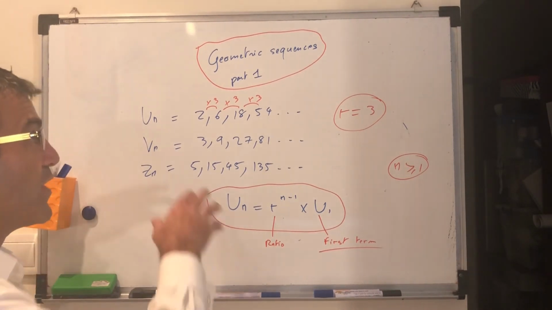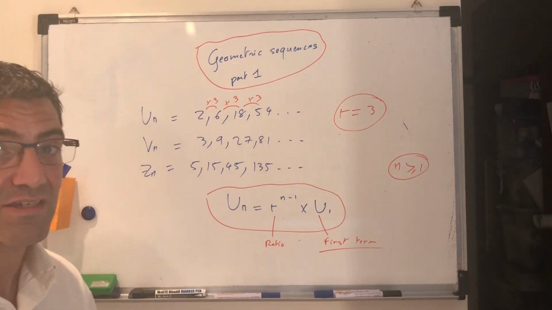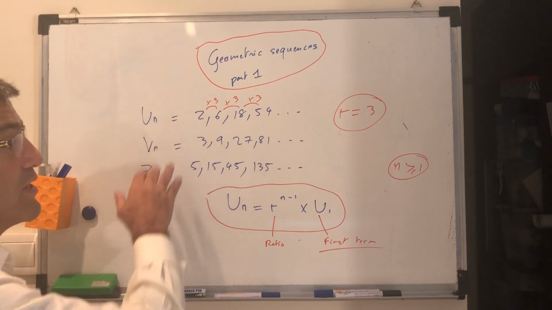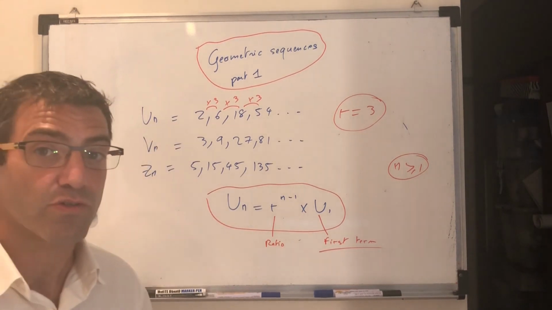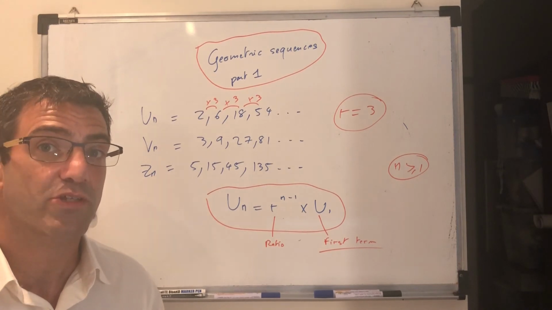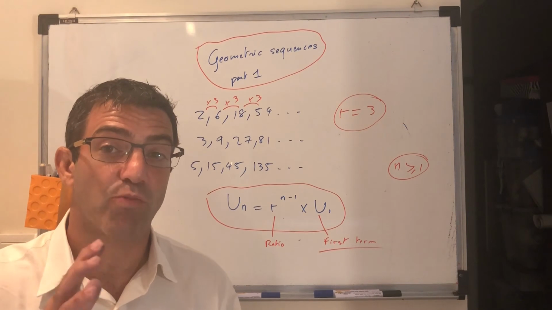So if you wanted to find u7, you could say it's 3 to the power 6 times 2. It would be 729 times 2 for this sequence. And you just need to plug that into your calculator and figure out how much it is, or calculate it by hand if you'd like to. Okay, so this is geometric sequences part 1.